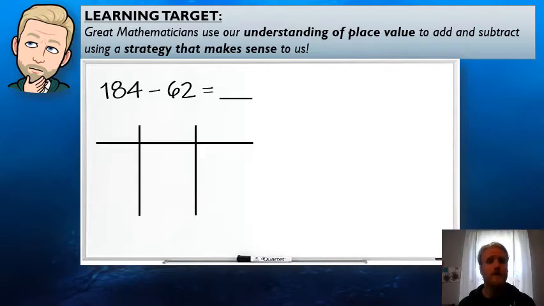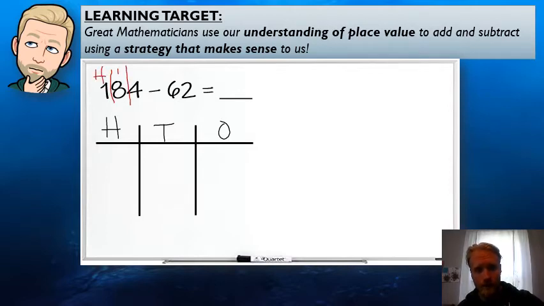Yeah, exactly. We want to make sure we start by making an HTO chart. And in doing that, I'm going to make sure that I label it with hundreds, tens, and ones. And remember, one other thing you can always do, and I like to do, is label the numbers themselves. It's just another way to help break it down and see. And of course, don't get tricked. 184 has hundreds, tens, and ones, but 62 only has tens and ones. So now let's go ahead and represent those numbers on our HTO chart.